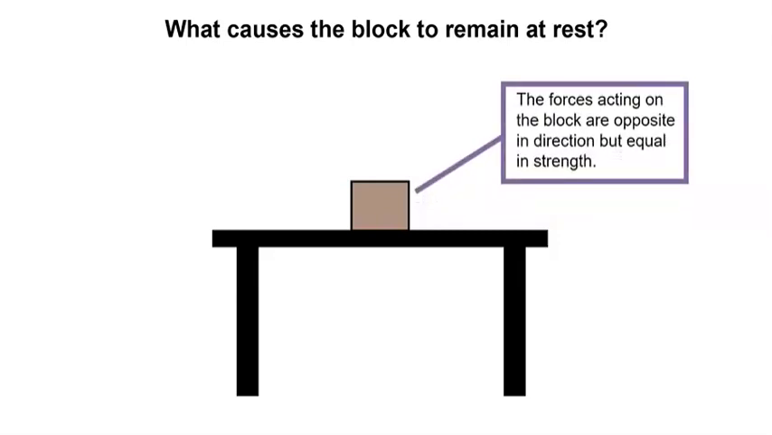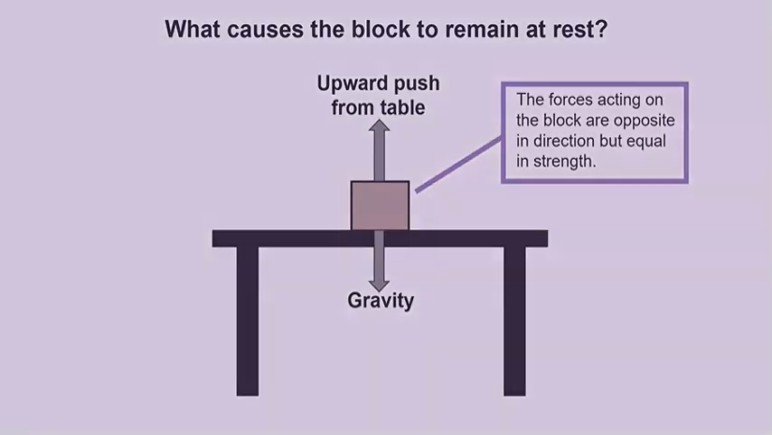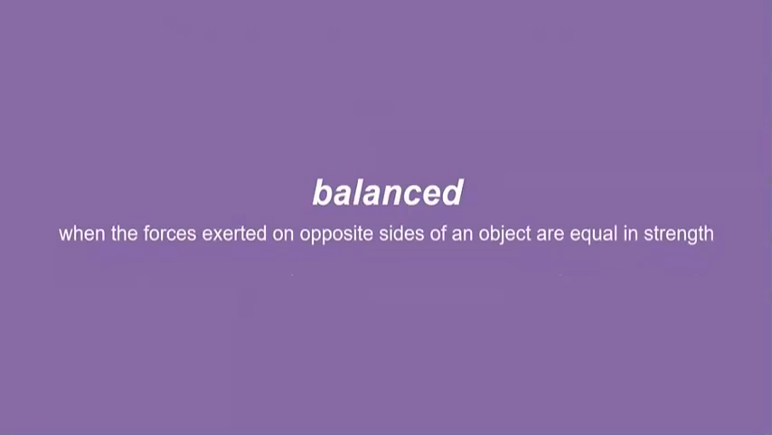Well, the forces acting on the block are opposite in direction but equal in strength. The block is at rest and stays at rest because the downward force of gravity is equal in strength to the upward force exerted by the table. The forces acting on the block are balanced. Forces are balanced when the forces exerted on opposite sides of an object are equal in strength.